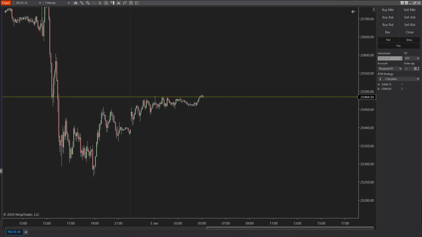What's up, traders? Today I'm going to walk you through one of the most powerful tools in the complete trader suite, the FVG Target Finder version 2.1.